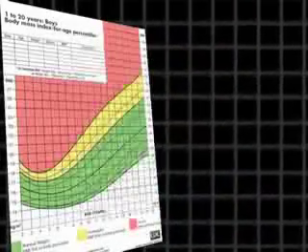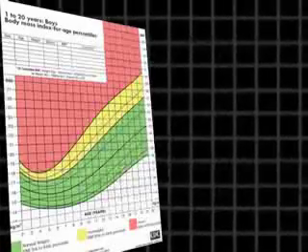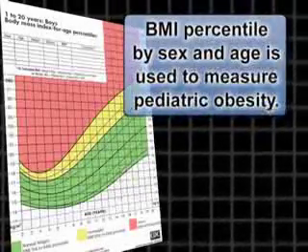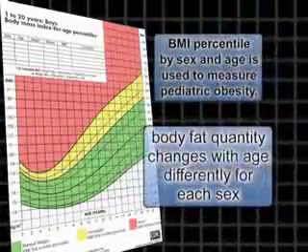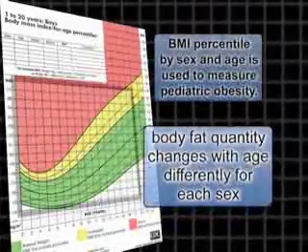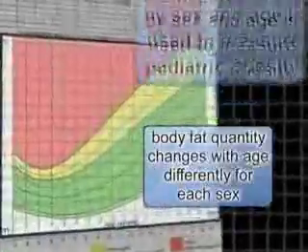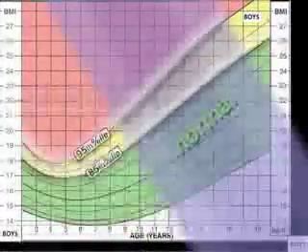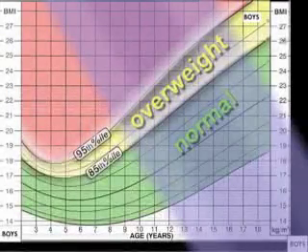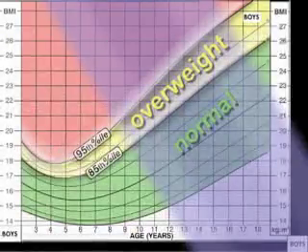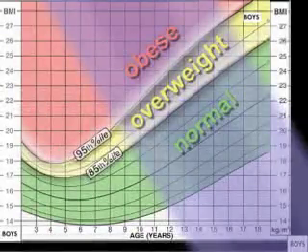This chart shows BMI percentiles by age for boys. BMI percentile by sex and age is used to measure pediatric obesity. This is because the quantity of body fat changes with age and is different between the sexes. A BMI at or above the 85th percentile but below the 95th percentile for age and gender is termed overweight. A BMI at or above the 95th percentile for age and sex is termed obese.